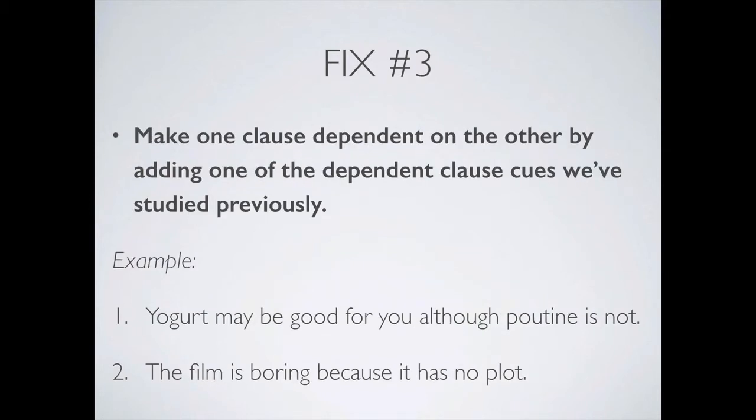Fix number 3. Make one clause dependent on the other by adding one of the dependent clause cues that we've studied previously. We've learned about this already, but here's how we can make it into a sentence that makes sense. Example 1, yogurt may be good for you, although poutine is not. In this case, although is one of those dependent clause cues that we've added to make the sentence make sense. And the second one is, this film is boring because it has no plot. In this example, we used because as a way of linking the sentences together.